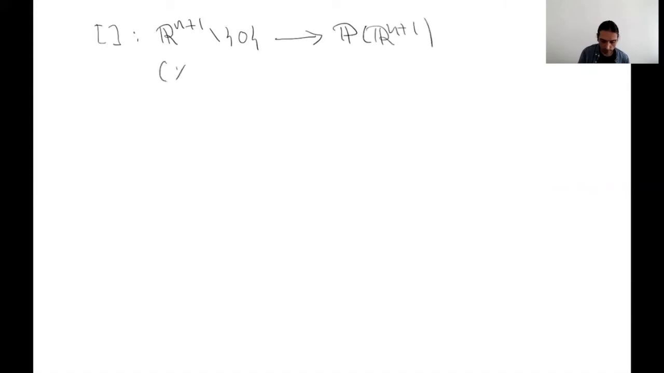Let us remind ourselves that we defined a natural map, the quotient map, from the complement of the origin in R to the power n plus 1 to the real projective space, that sends any vector to its class. It's just that.